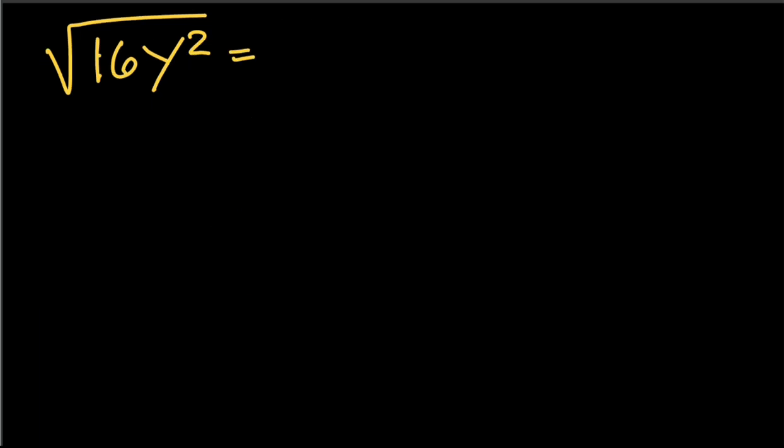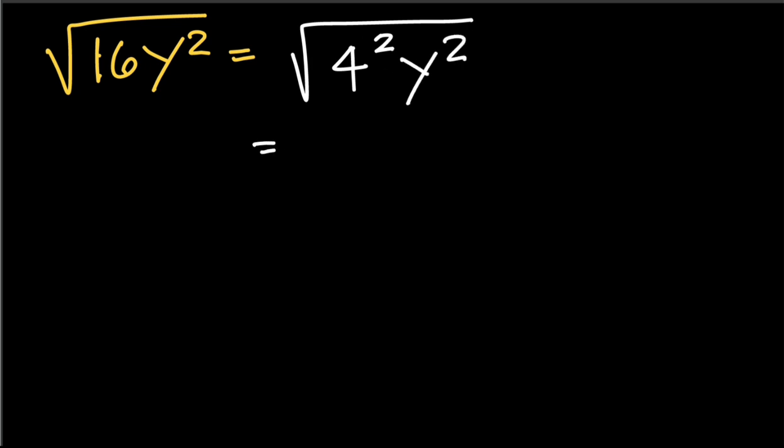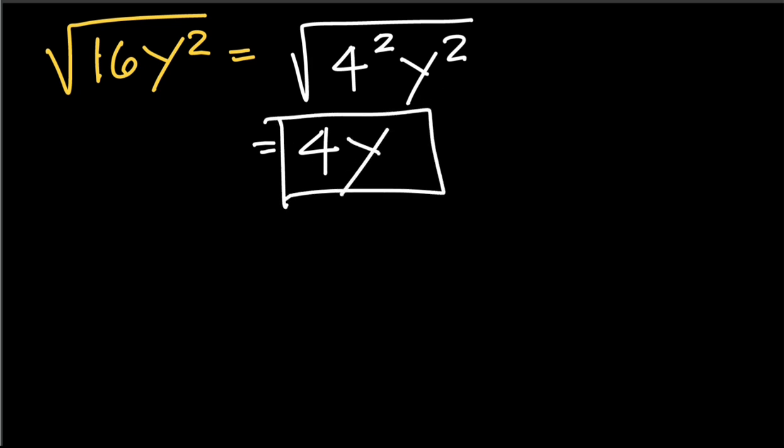What if we're given this one, square root of 16y squared? Well, we can write 16 as 4 squared, because 4 times 4 is 16. So this is square root of 4 squared y squared. Then the square root of 4 squared is 4, and the square root of y squared is y. Therefore, this one is just equal to 4y.